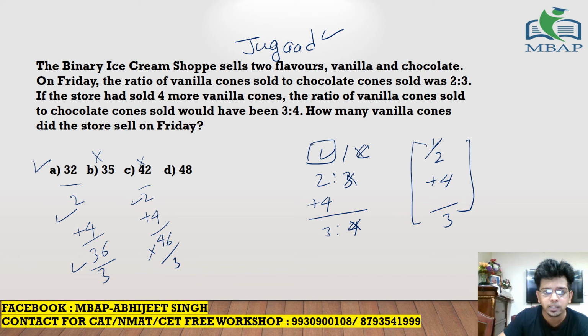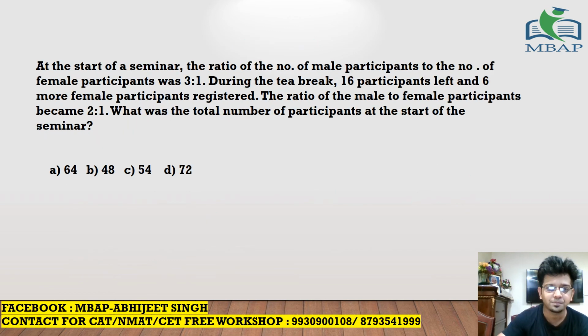Let's take the next value, 48. Is it divisible by 2? Yes. Let's add 4 more and the new value will become 52. Is 52 divisible by 3? No. Because 51 is divisible, 52 will not be divisible. So even this cannot be the answer. So my answer for this question has to be option number A. That's how quickly you can solve all the possible ratio proportion questions by simple jugaad.